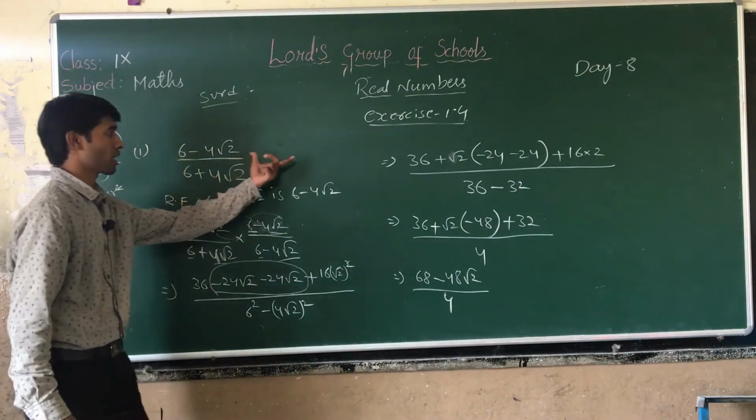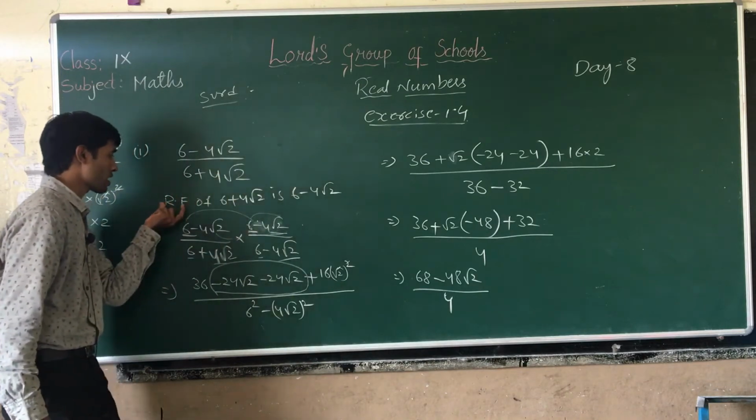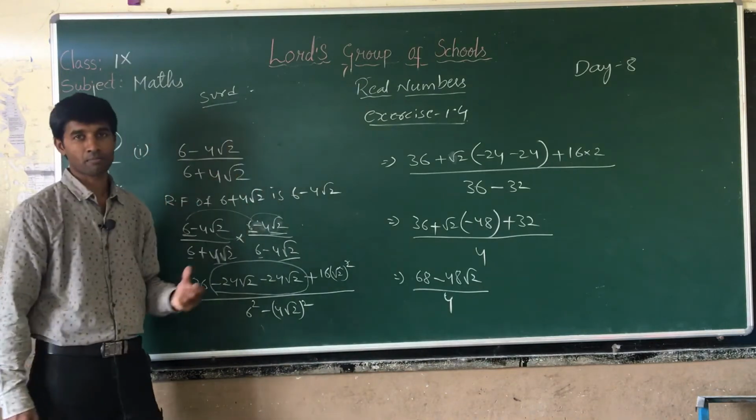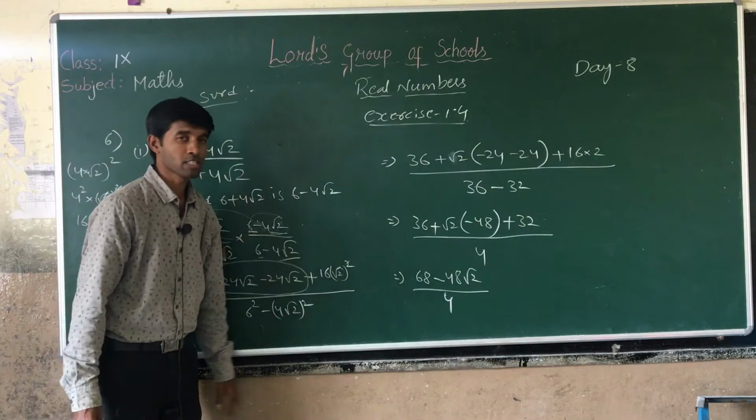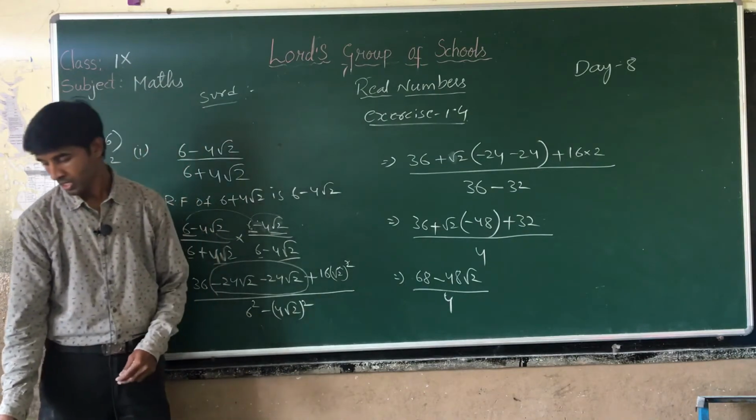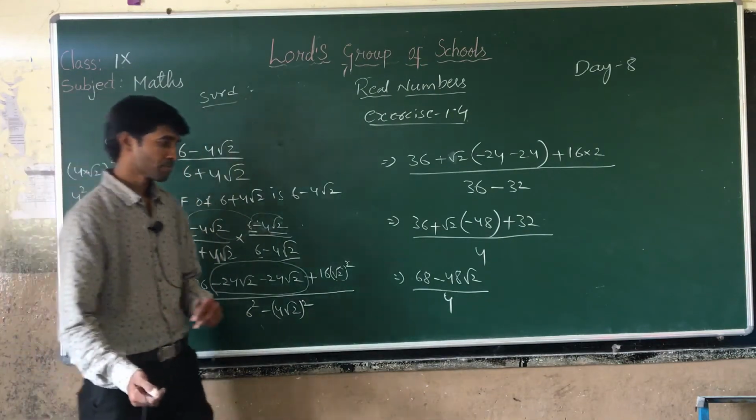Similarly, if you want to rationalize the numerator, you have to take the rationalizing factor of the numerator. Likewise, you have to do the rationalizing of the numerator and denominator. Now let us go for the next bit.